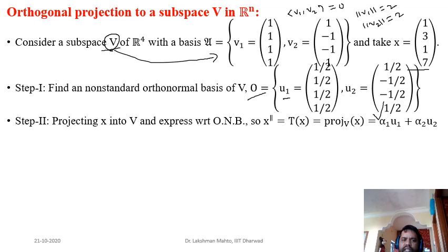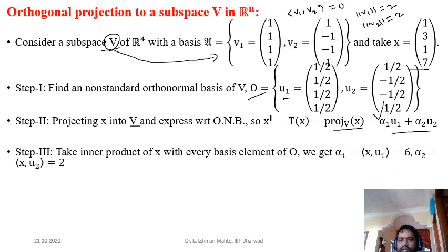In the second step, we will project the given vector x onto the plane V. The projected part of x on V would lie on the plane, so it would be a linear combination of the basis elements of V. That's why we are writing alpha 1 times u1 plus alpha 2 times u2. Now our next job is to calculate alpha 1 and alpha 2. How can we calculate them? By taking the inner product of x with every basis element of the orthonormal basis.